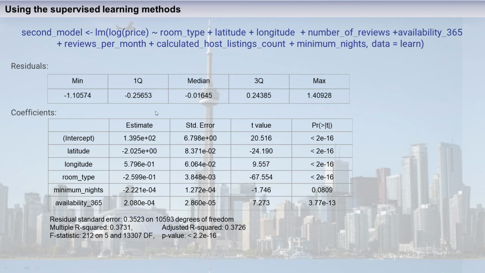Let's look at the second model. The median number is negative 0.01645. The adjusted R squared is 0.3726. So the second model has a much better performance.